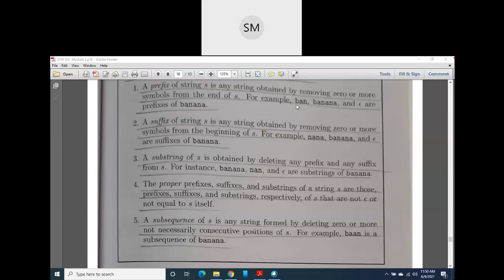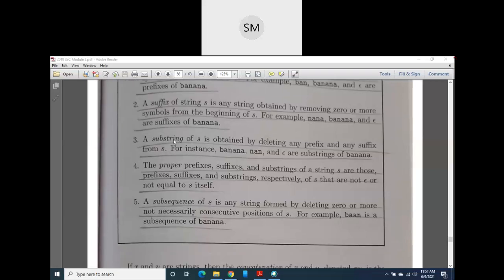So always remember, the empty string as well as the complete string are both prefix as well as suffix. The best example for a prefix is BAN. It means here we are deleting the last characters of the string, and for a suffix we are deleting the first characters of the string.